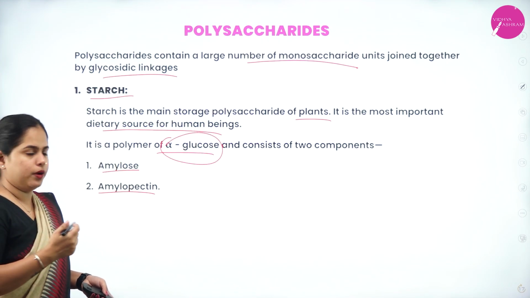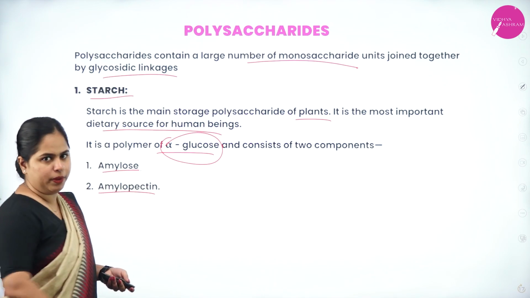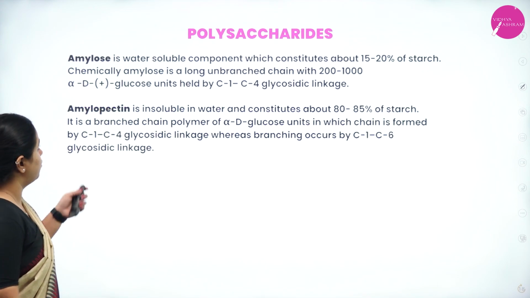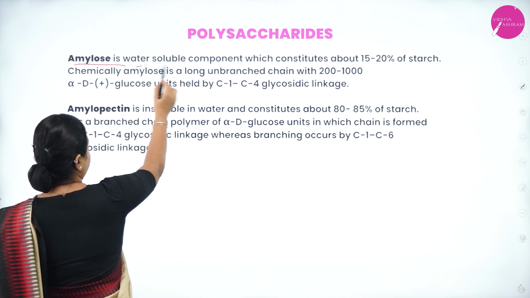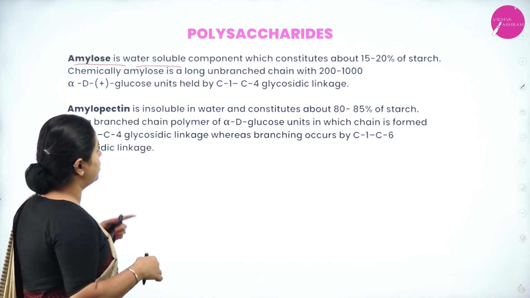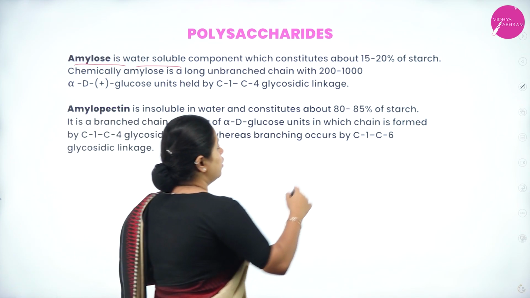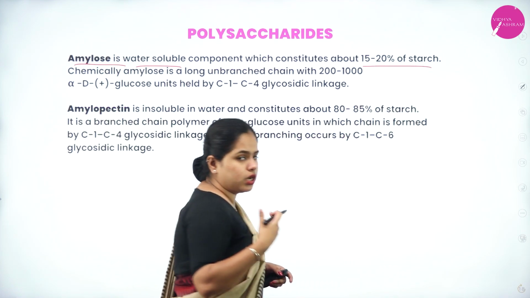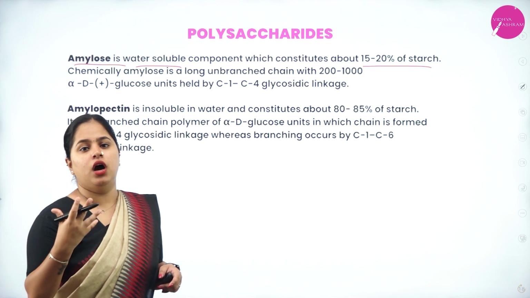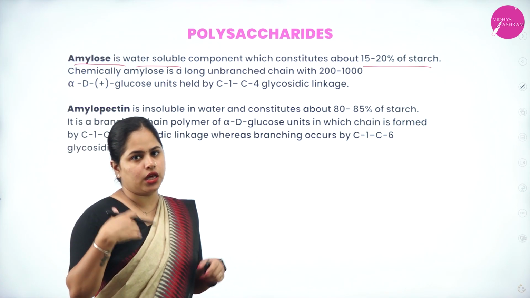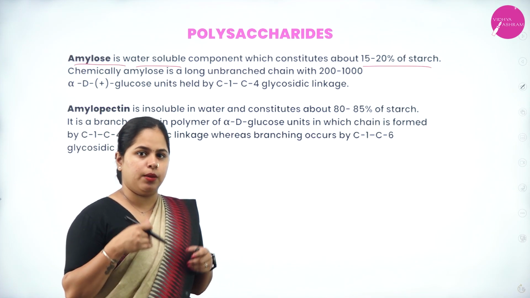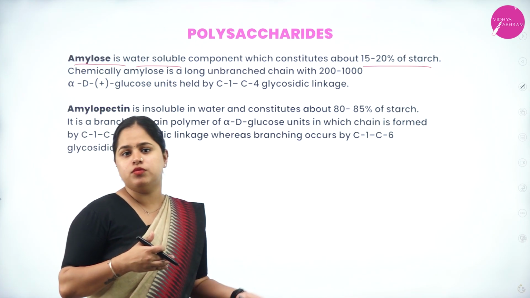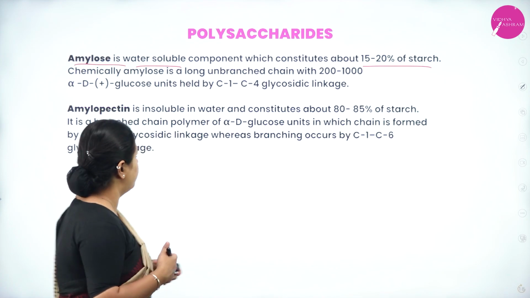And it has 2 components, one is amylose and the other amylopectin. So let us understand about that. What is amylose? Amylose is water soluble. So this is important to remember. It is the water soluble component which constitutes about 15 to 20% of starch. This is also important: how much amount of starch is present in amylose and amylopectin? The question can be to differentiate between amylose and amylopectin, and it can come in the MCQ form as well. So it is important to remember.